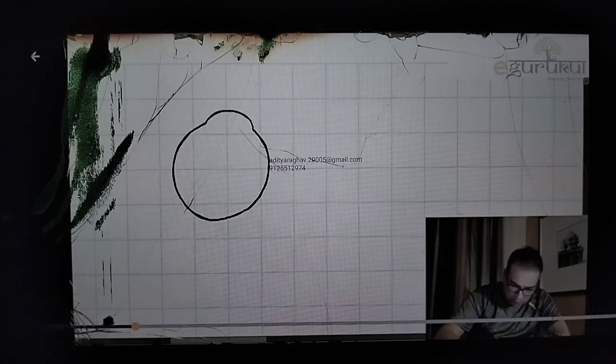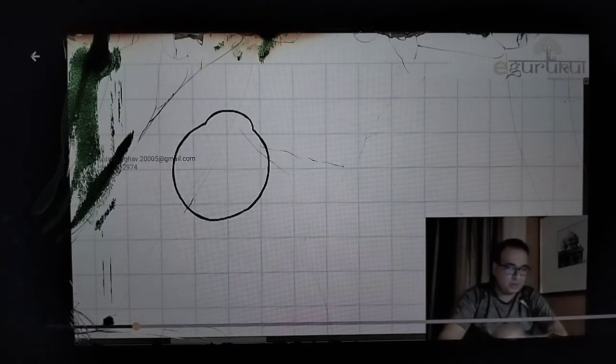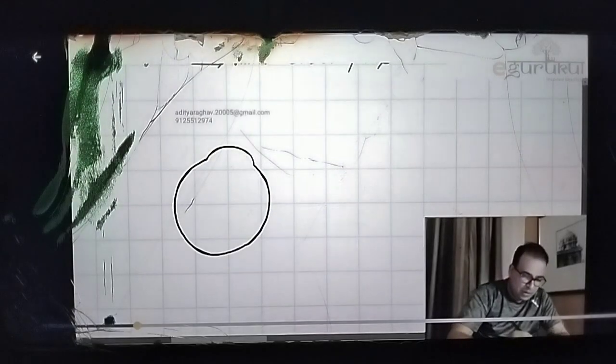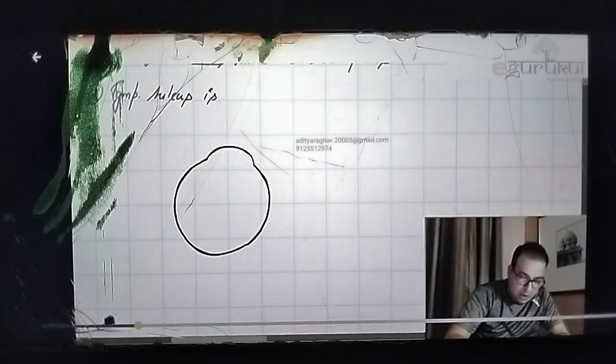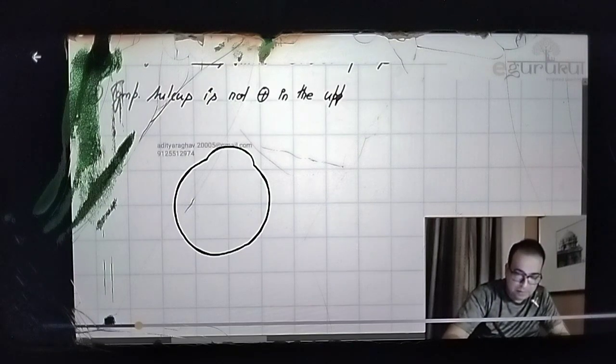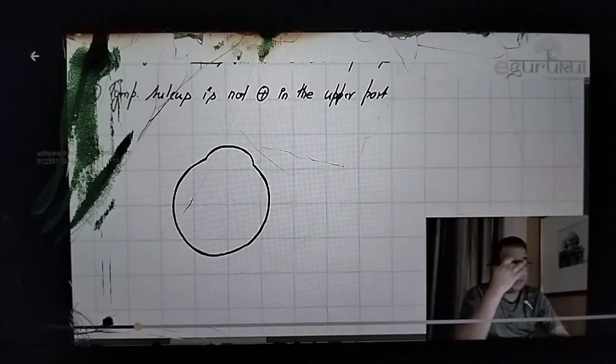So we have a groove which is present all around here, in which it is attached. But in the upper part, the bone is not having a sulcus over there. So let me just write down this point first. Then only the rest of the thing will make sense. That tympanic sulcus is not present in the upper part. Tympanic sulcus is not present in the upper part.